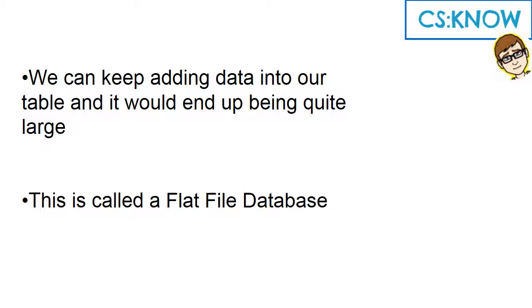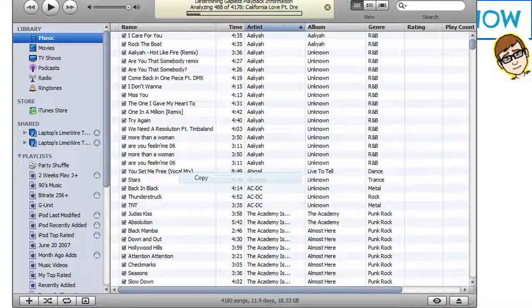We can keep adding data into our table, and it would get really big. This is called a flat file database, where all the data is in one table. Looking at iTunes, this would be an example. This is a massive file. If this was a table, we'd have all our music with different fields, name, artist, time, just in one place.